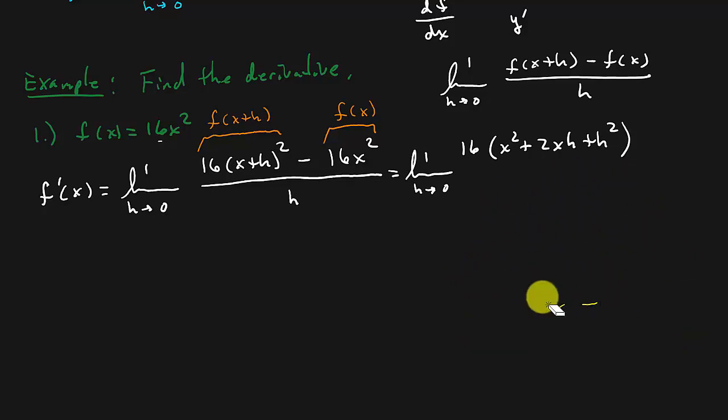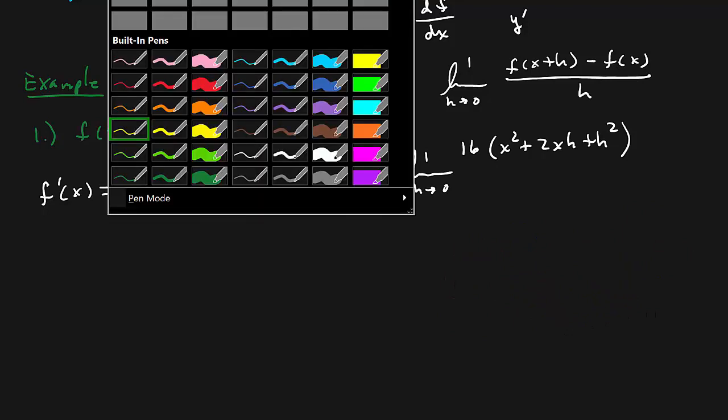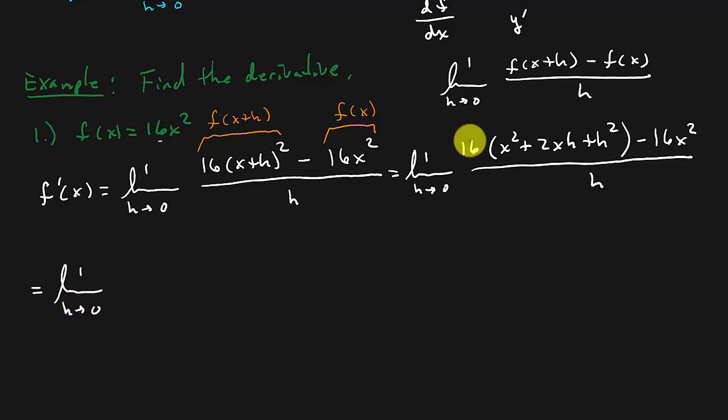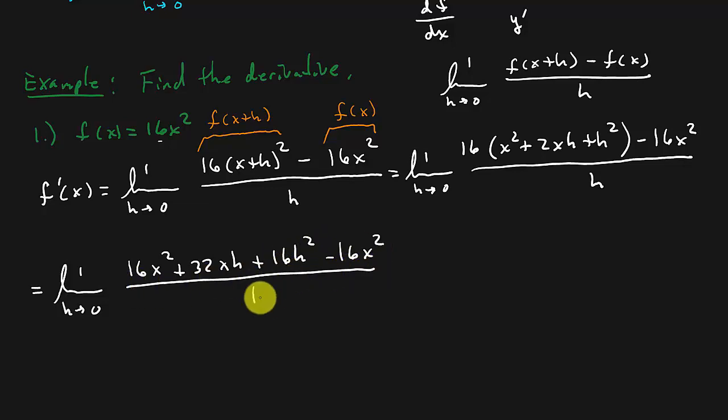All right, so let's get rid of that. And then that's minus. So this part right here is 16, and then I multiplied that out, and then minus 16x squared. And then this is all over h. And so now this is equal to the limit as h goes to 0, and all I'm going to do here is distribute the 16. So that's 16x squared plus 32xh plus 16h squared minus 16x squared, all that divided by h.